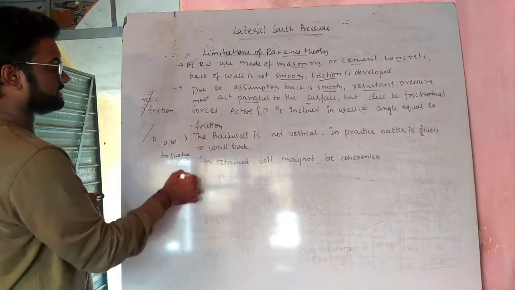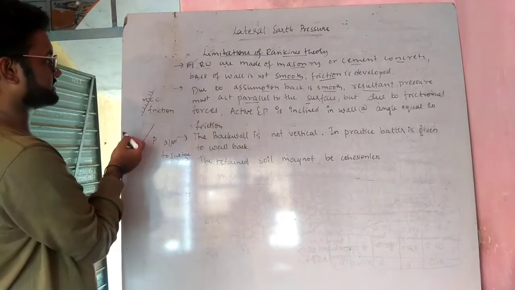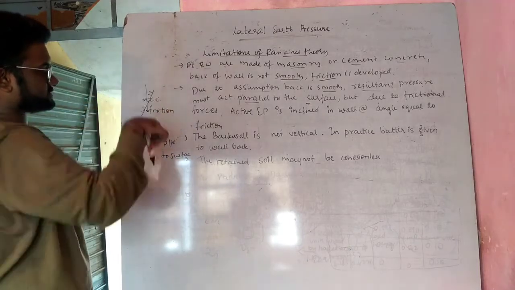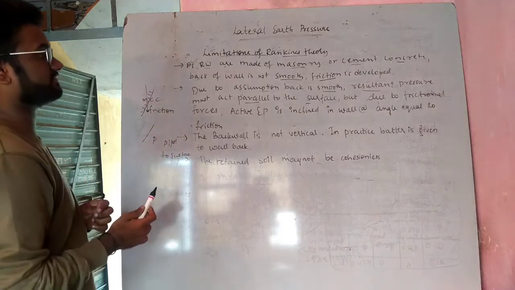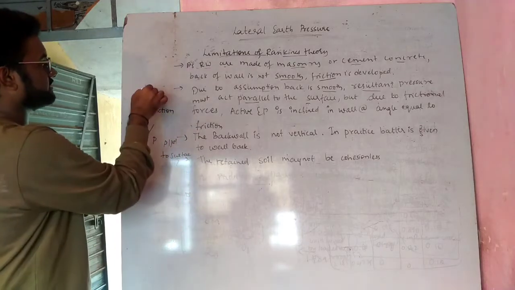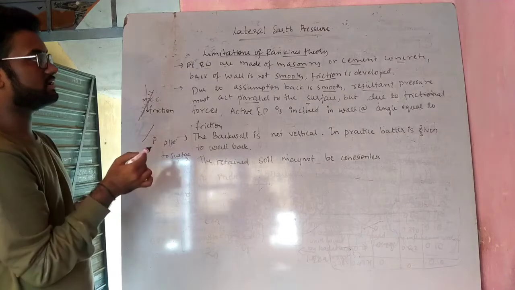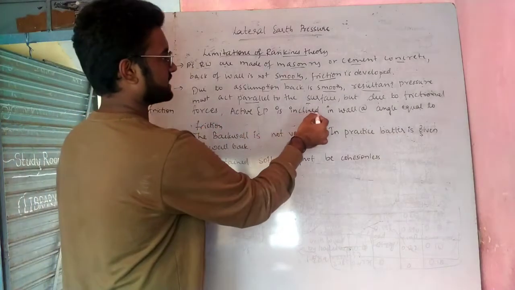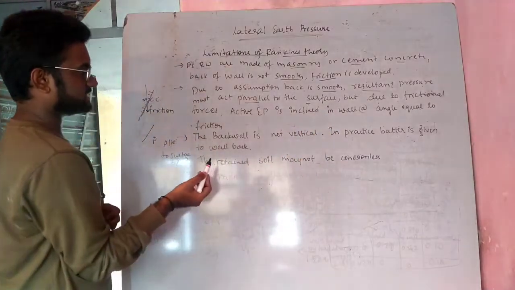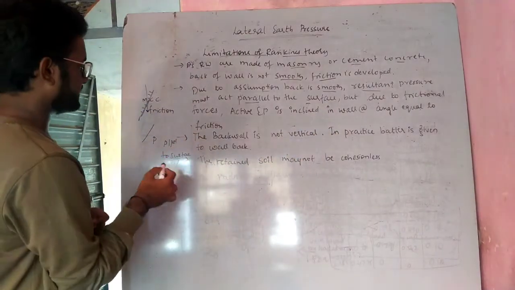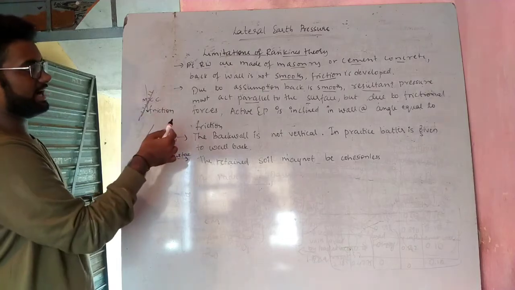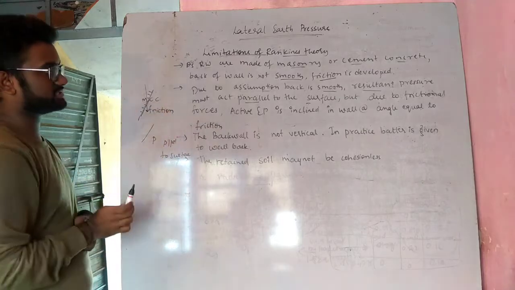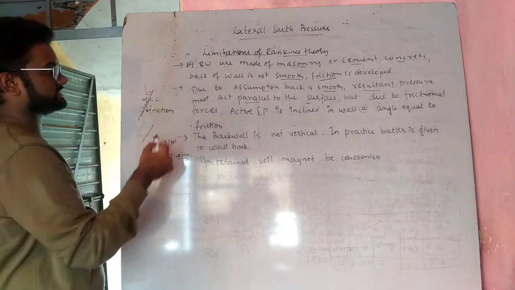But here what is happening? It is not parallel to the surface. It is moving against the surface, or with respect to the surface, or maybe perpendicular to the surface, because the back wall is not smooth. At that time the active earth pressure is inclined to the wall, and the angle is equal to the friction angle. There is a certain amount of friction developed, and that angle is equal to the active earth pressure's inclination towards the wall. This is what the second point says.